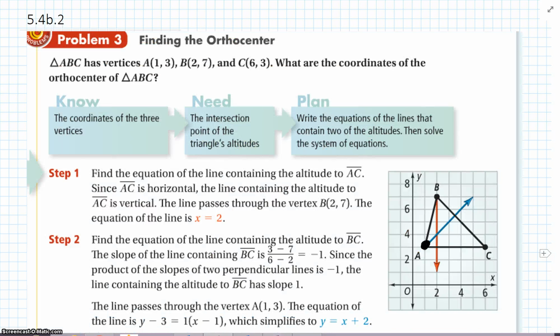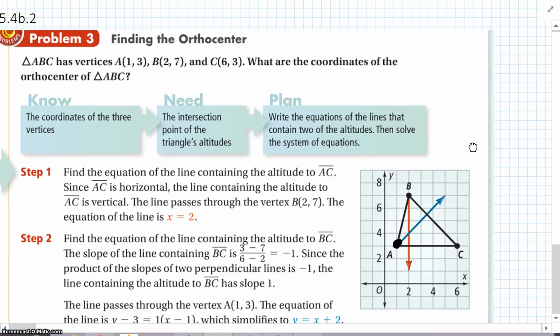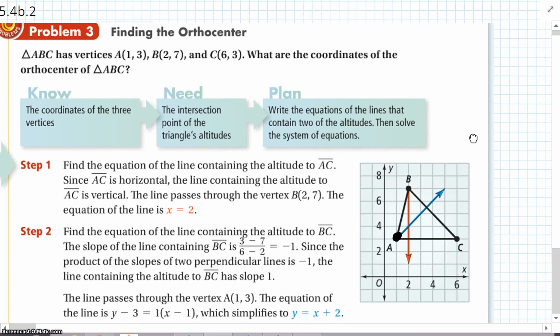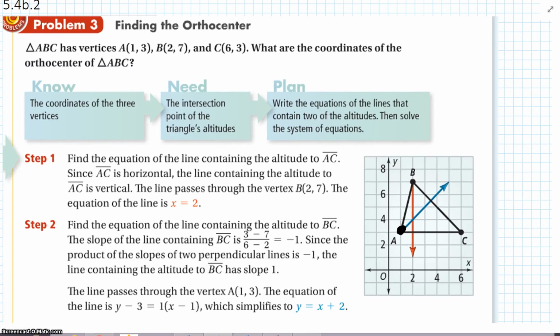So, find the orthocenter of a triangle. Triangle ABC is given the coordinates. Here's how we're going to go through this process. We're given 3 sets of coordinates. We need to know the coordinates of the 3 vertices. We need the intersection point of the triangle's altitudes, so we need to write an equation that contains 2 altitudes and then solve.